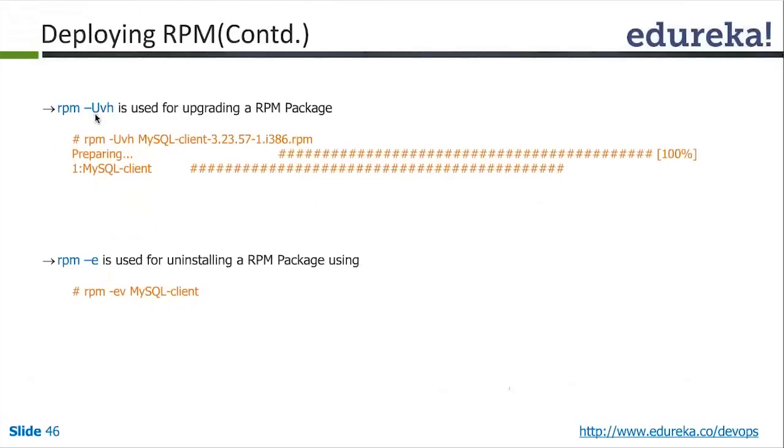So instead of ivh, you could also use uvh. uvh says that if the file is not there, install it. If the file is there, update it. And if you want to do an uninstall, you use rpm -e.